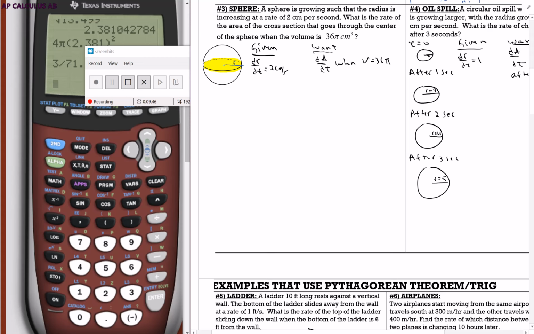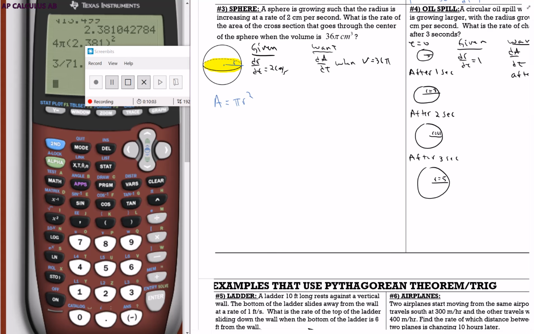So the equation I'm going to use, because I want the area of that cross section, is the area of a circle: area equals pi r squared. A lot of us are trying to use the surface area, but that's the area around the sphere. That's how much wrapping paper I would need to wrap it. That's not what the question's asking.